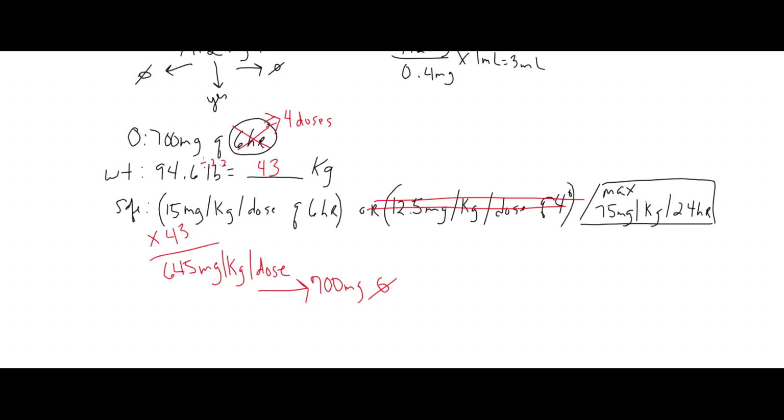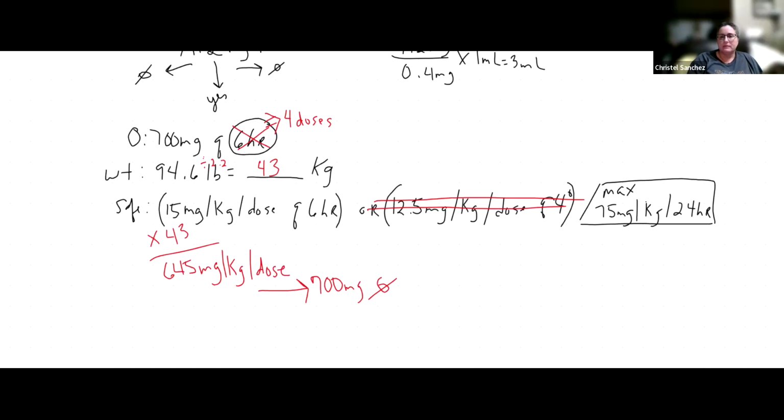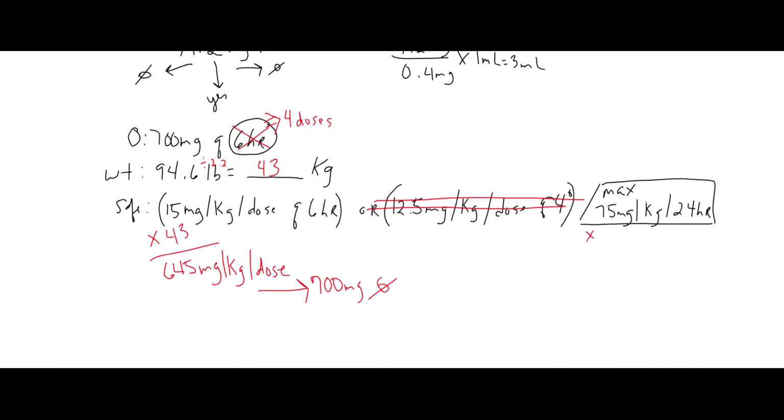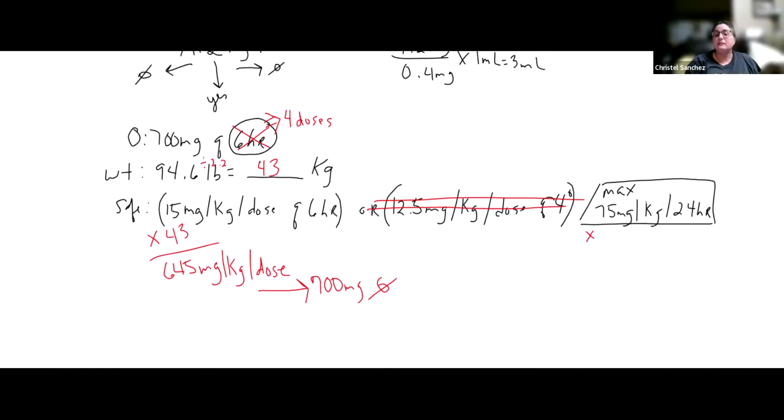Yes. All right. So now this max right here, we're going to talk about that. Let me just show you what we would do with this max on some other questions. So how do I determine the max for 24 hours? If I have 75 milligrams per kilogram per 24 hours, what am I going to multiply this 75 times? The 4 doses? Not the 4 doses, but we're getting to that point. But I need to find out how much that's going to be first, right?